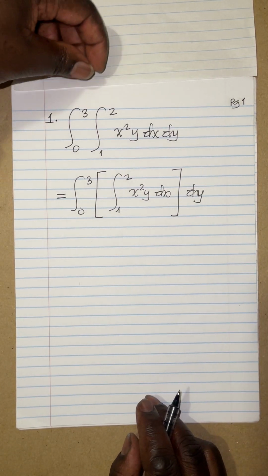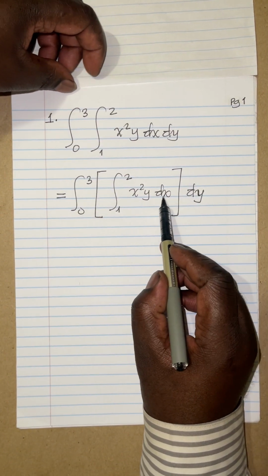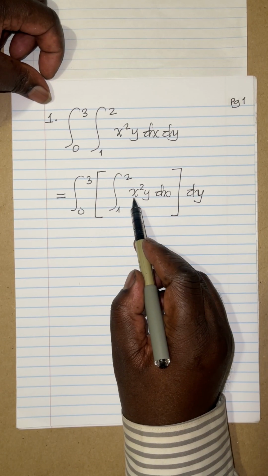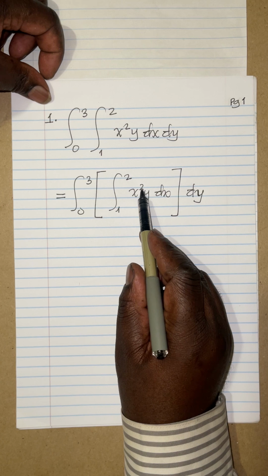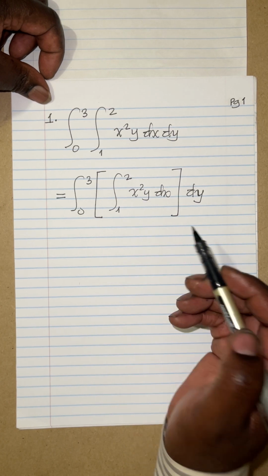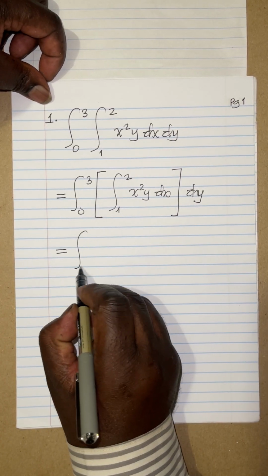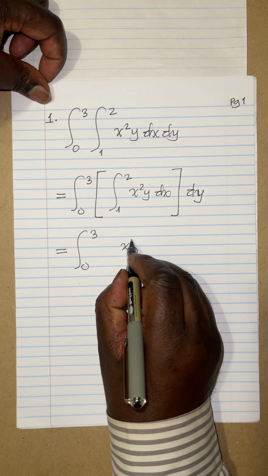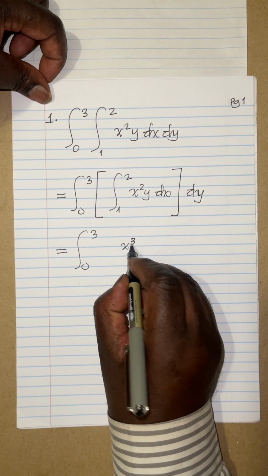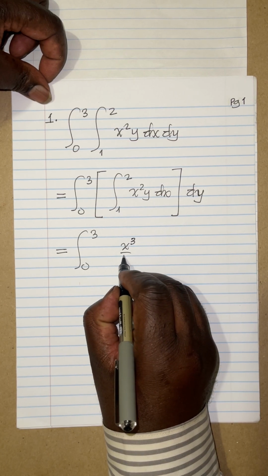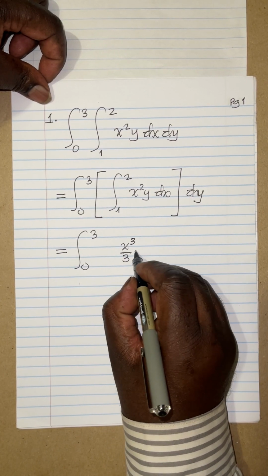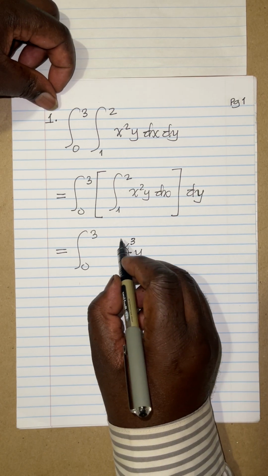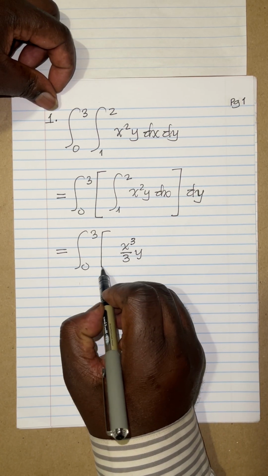Right. Now, remember, when we integrate with respect to x, y must be treated as a constant. So I'm going to integrate x squared. Remember, we add 1 to the power and then divide the result. So this is going to be the integral from 0 up to 3. The inner part is, remember, x squared. We add 1 to be x power 3, and we divide that by the same result. And then we have y there, which is a constant. Limits of integration. Let me use these brackets here.